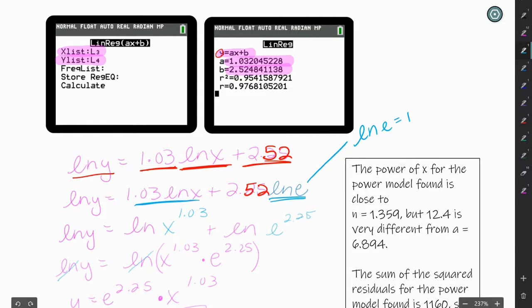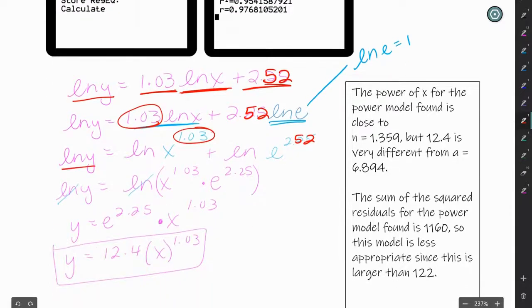In the next step, what I did was I rewrote my coefficients as exponents. So I still have ln of y, and the 1.03 became an exponent, and the 2.52 became an exponent. Now, because I'm adding, I can actually multiply the bases together. So I have ln of x to the 1.03 times e to the 2.52. Now, since I have just one ln on both sides, I can cancel those out.